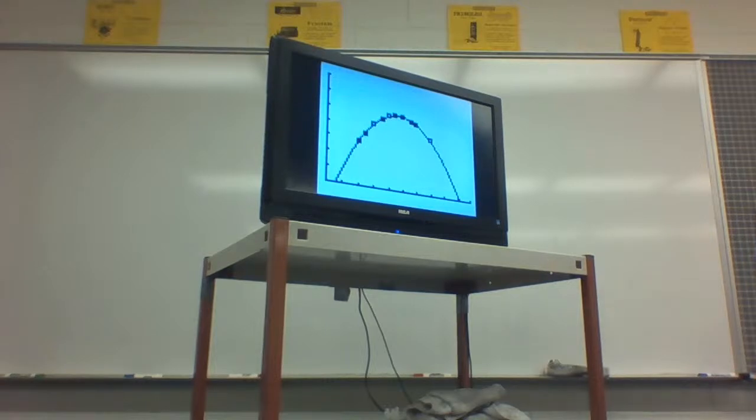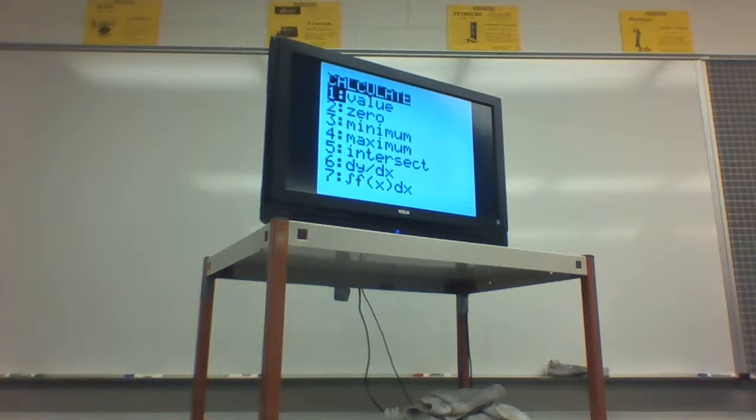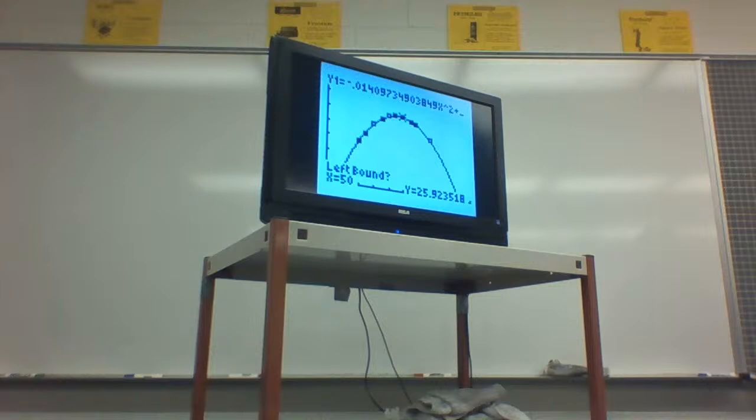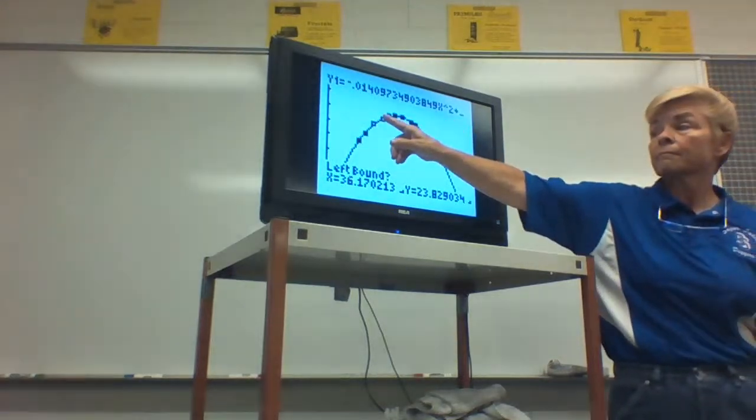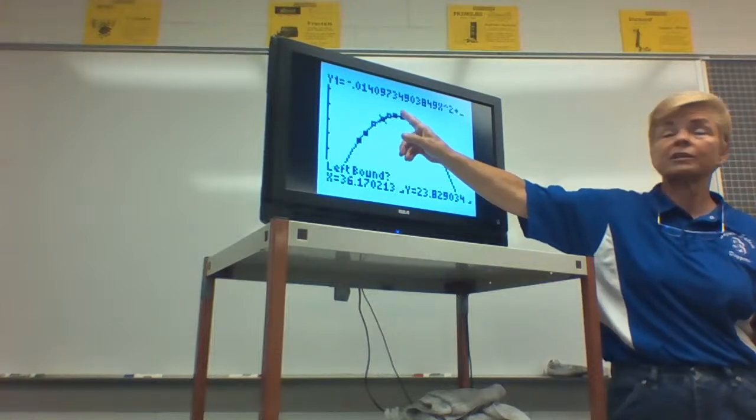You find a vertex. I'm about to show you. Watch carefully, because this is new. Are you ready? Watch. You go second, trace. In this case, because it's opening downward, a maximum. We want to find the maximum. So hit that. And it behaves just like finding a zero. It says left bound. So move your cursor until you're on the left side of the mountain, but not too far down. See, mine's right there. That's a left bound for this point that I'm looking for.